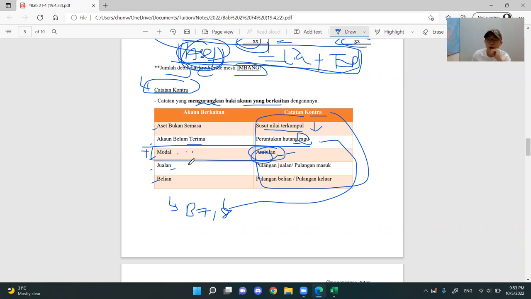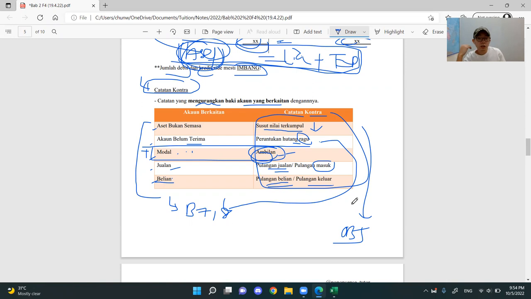Then jualan will have pulangan jualan. When you jual barang, what is the opposite action of it? The customer pulangkan jualan kepada saya. So this is called chartering contract. Another term for pulangan jualan is pulangan masuk. This is the same thing, same masuk, but different terms. Then belian is the same thing. If you have pulangan jualan, then you have pulangan belian. So belian contract will be pulangan belian, or another term, pulangan keluar. So these are the 5 stuff. Normally this kind of more specific question will come out in your objective questions, maybe just 1 or 2 questions. So this is your chartering contract.